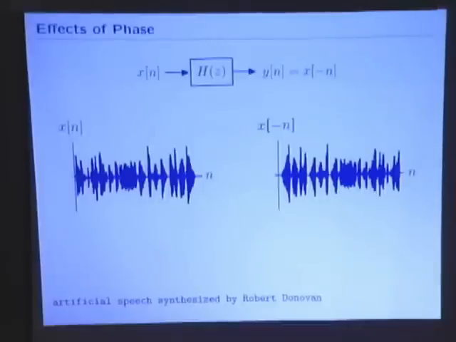Now, that's because I kind of cheated. To let you know how I cheated, let me do something more drastic to the phase. Let me play the waveform backwards. Now, you could probably hear the difference.